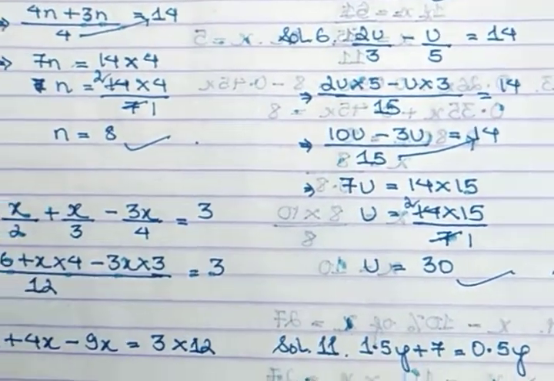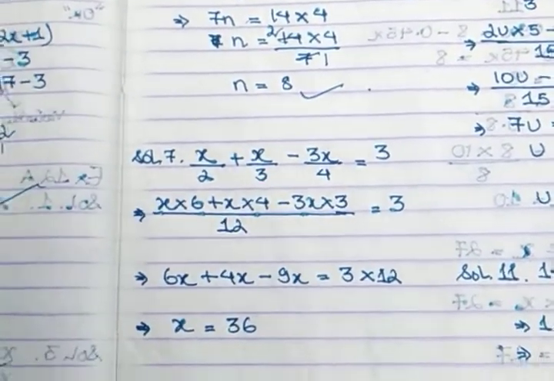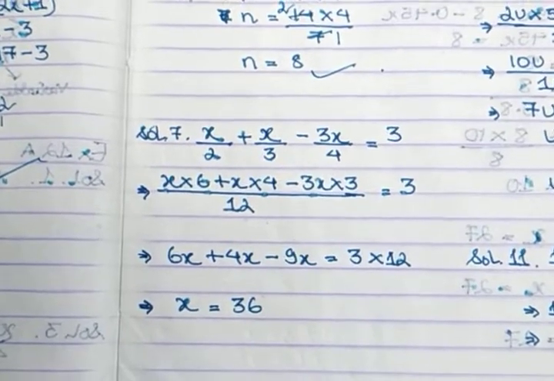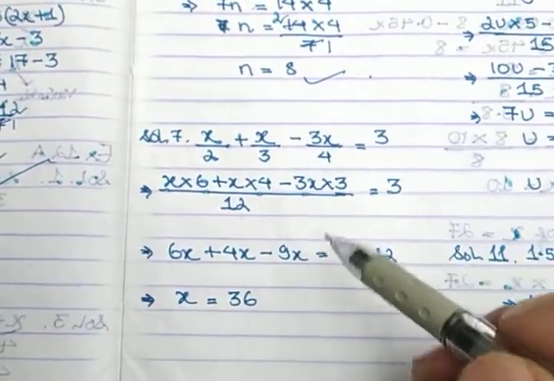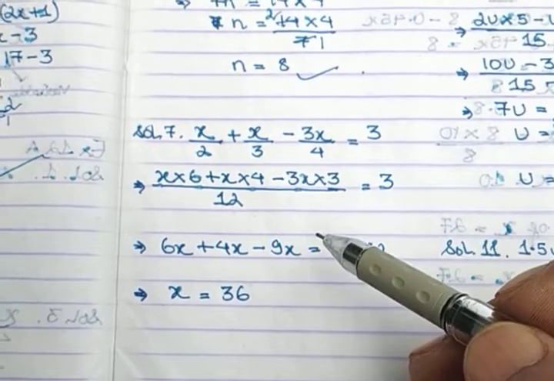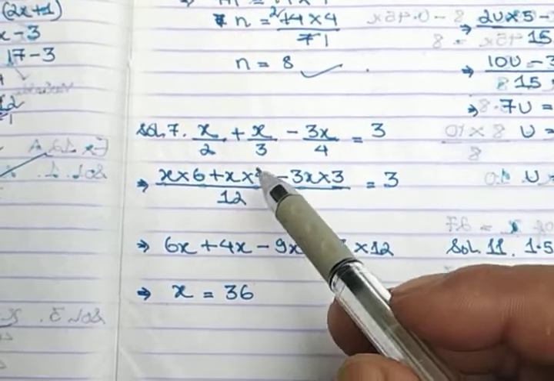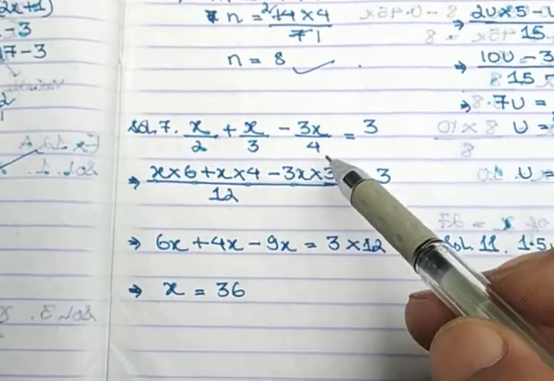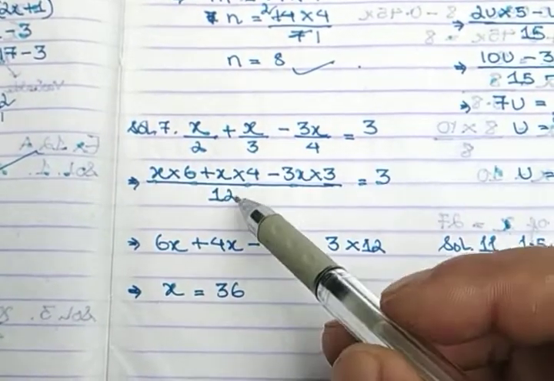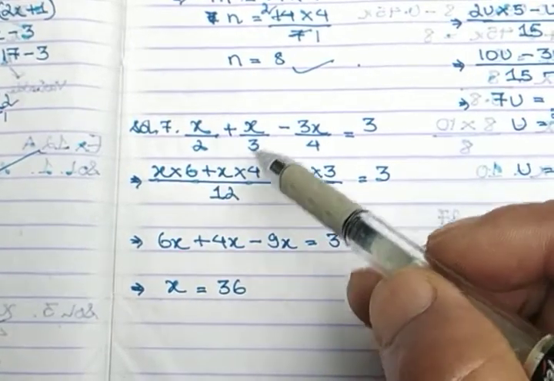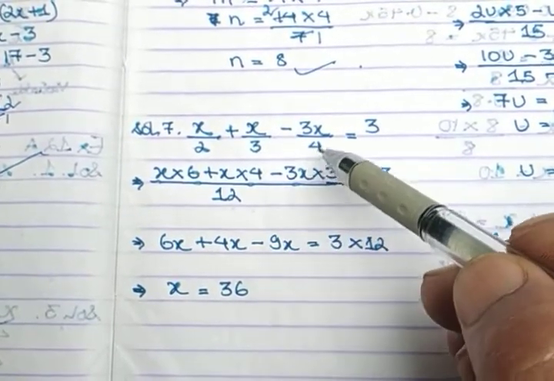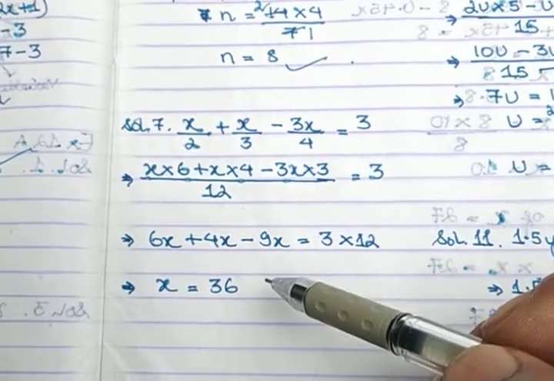Okay. For question number 7, we have three fractional forms, all with variables, on the left hand side. So what are we supposed to do first? We're supposed to take the LCM, isn't it? So 2, 3 and 4. Once you take the LCM, you'll get 12. 2 sixes are 12, so 6 to the first numerator. 3 fours are 12, so 4 to the second numerator. 4 threes are 12, so 3 to the third numerator.